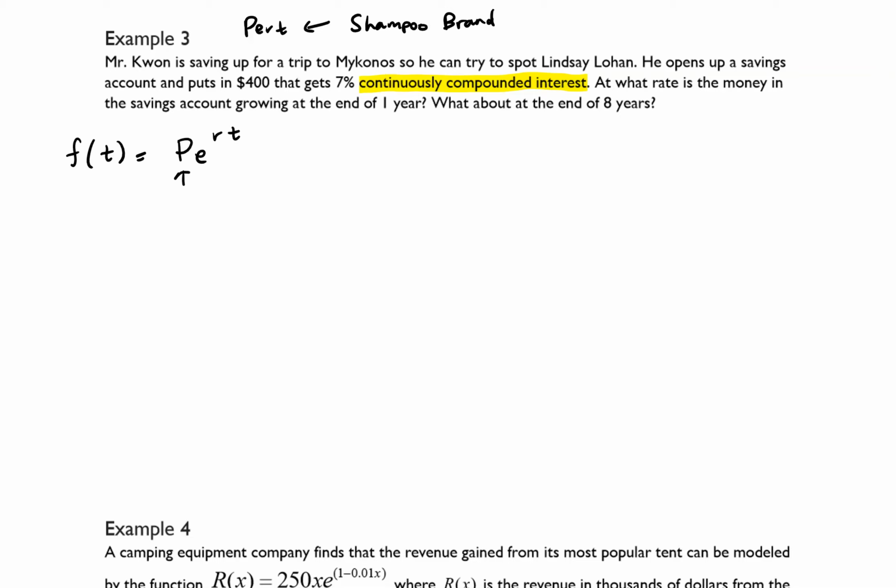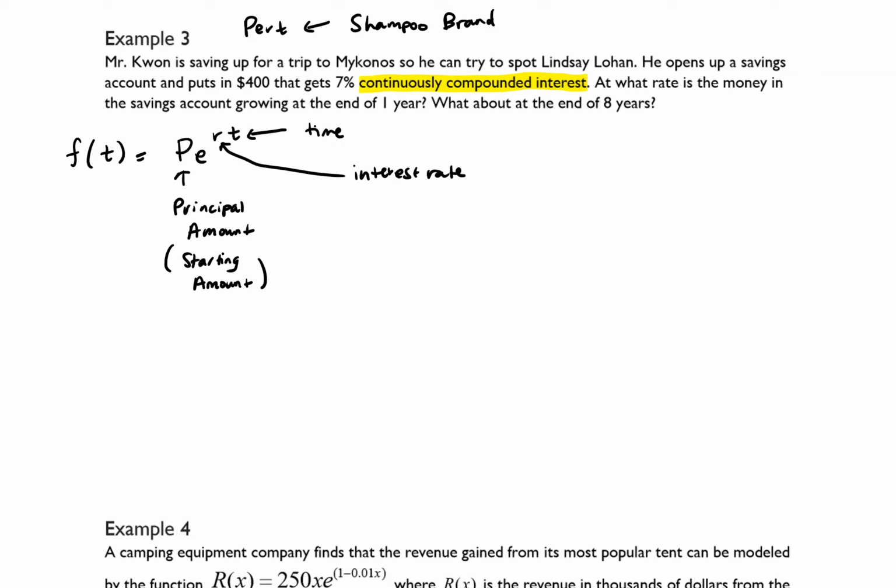Now, what is P? P is the principal amount or the starting amount. And r is your interest rate. And then t represents time in years. Okay, so let's plug in the values that are specific to this problem. So the initial amount, P, is going to be 400, e, and then our interest rate is 7%, so we'd write that as 0.07, and then t, since it's a function of time.